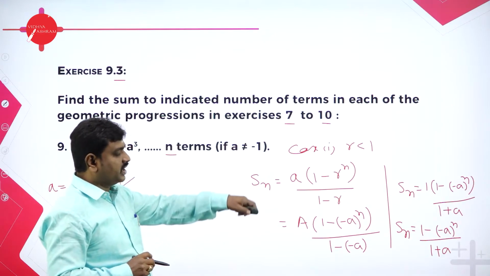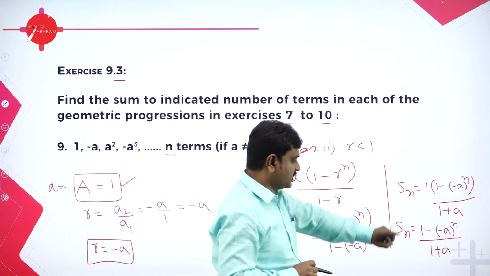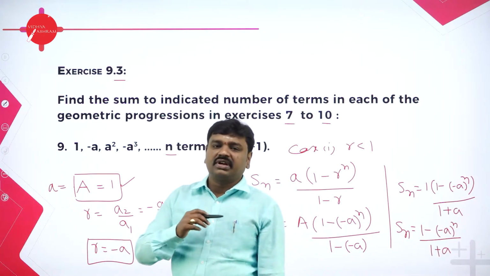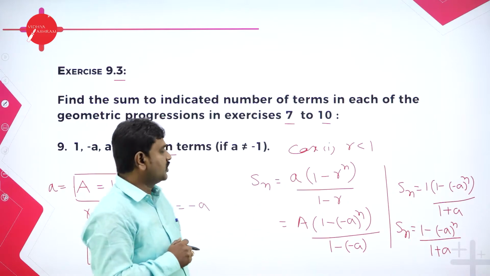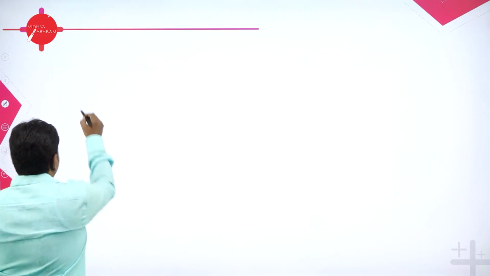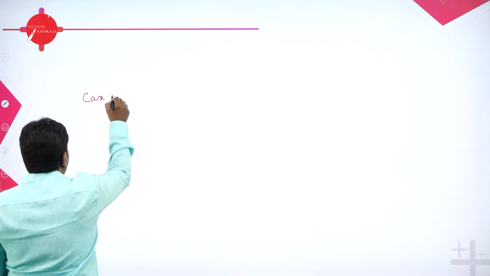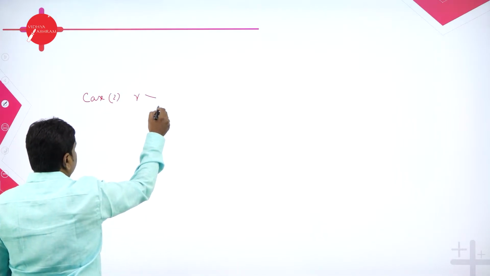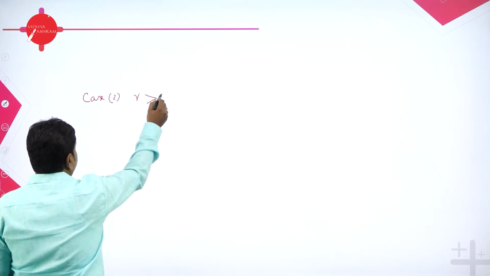Even if you take r greater than 1, after rearranging you will get the same answer: 1 minus of minus a power n by 1 plus a. That is the sum of n terms. We call it Sn. Then case 2. In case 2, I am assuming r is greater than 1, here we took r less than 1, now I will take r greater than 1.